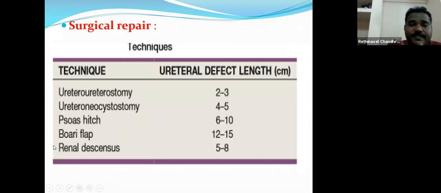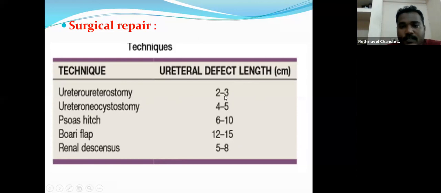So we have seen the endo procedures. Now we are seeing the surgical procedures. There are 5 different types. One is ureteroureterostomy, where the stricture part is removed and there is ureter to ureter anastomosis. Ureteroneocystostomy, where the stricture is removed and the ureter is anastomosed to the bladder. And another one is psoas hitch, and renal descensus. Renal descensus means all the attachments of the kidney will be released and the kidney will be mobilized down. That is called renal descensus.